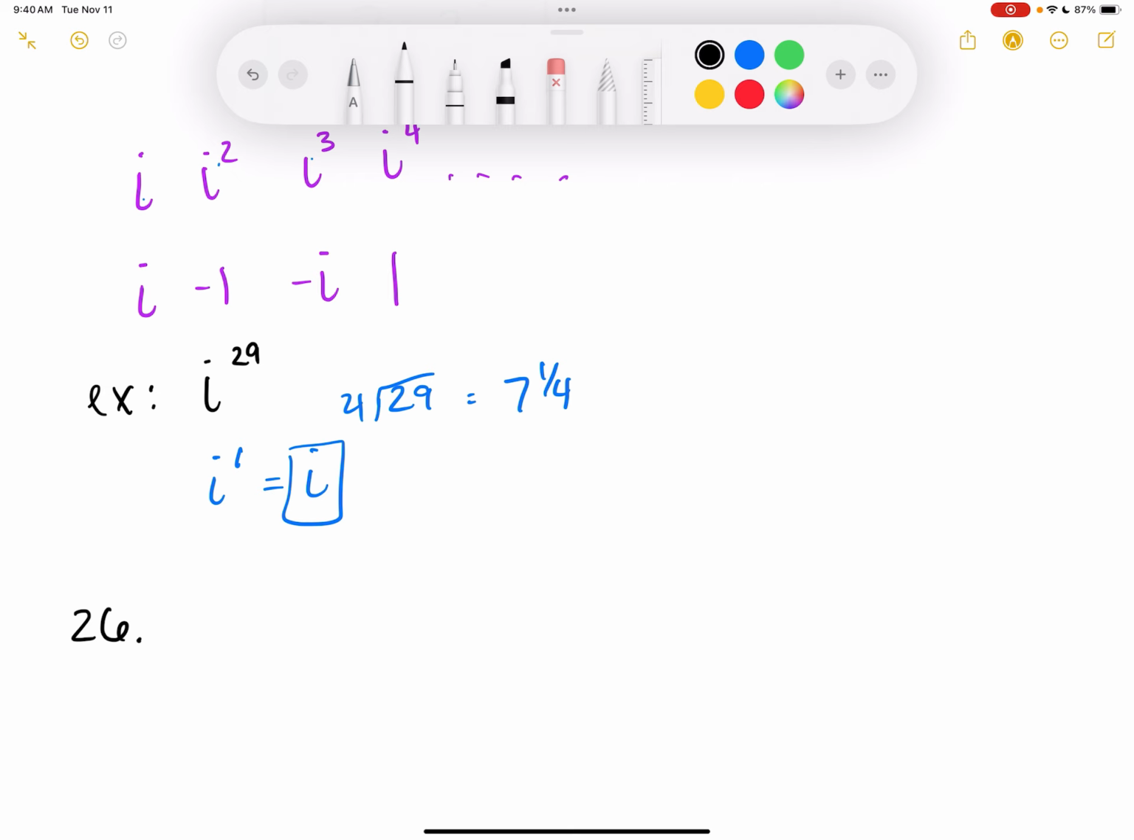Negative 2i all raised to the 4th. Negative 2 to the 4th becomes positive, since a negative raised to the 4th is positive. 2 to the 4th is 16. And then I've got i to the 4th, but i to the 4th is 1. So this just becomes 16.